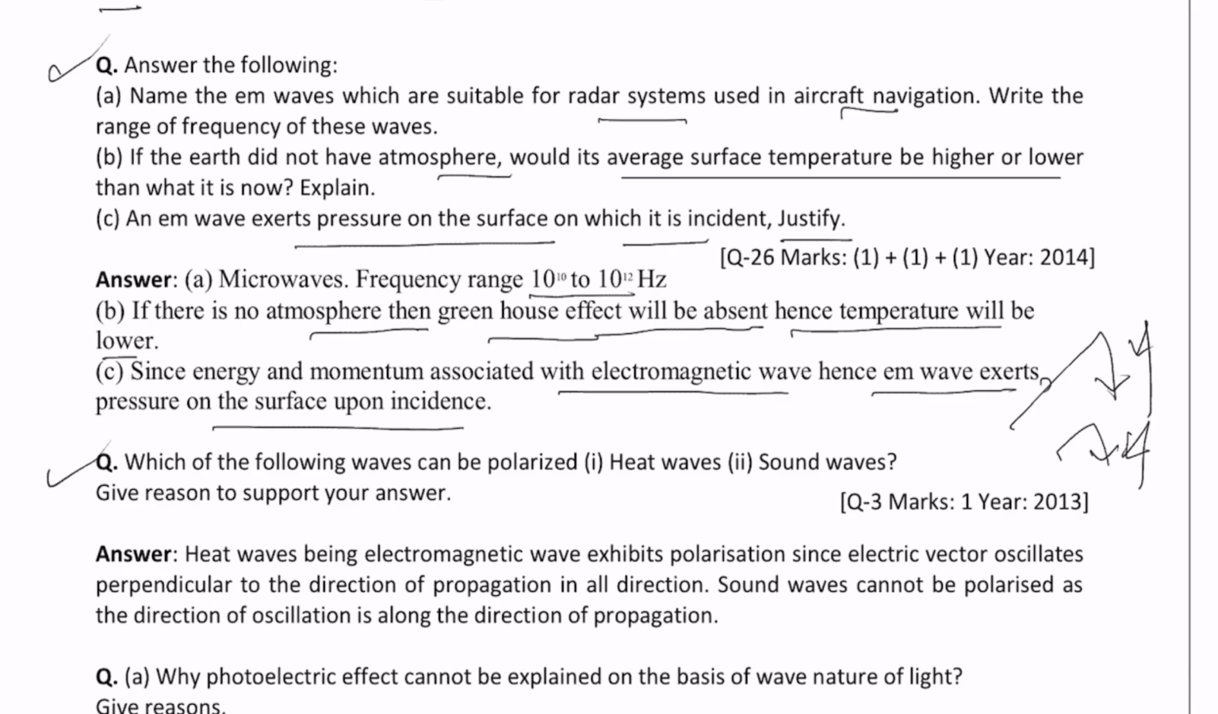Next question. Which of the following waves can be polarized? Heat waves, sound waves? Give the reason. Heat waves are electromagnetic waves like light waves. Okay, they exhibit polarization since the electric vector oscillates perpendicular to the direction of propagation in all directions. Sound waves are elastic waves. Okay, they cannot be polarized. Sound cannot be polarized. Okay, the direction of oscillation is along the direction of propagation.